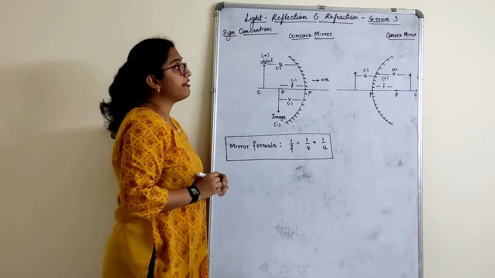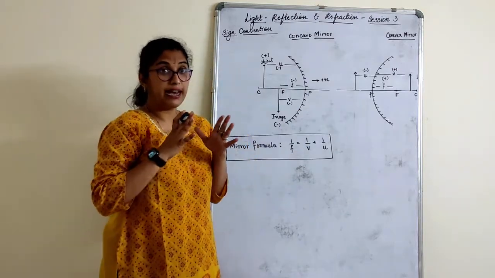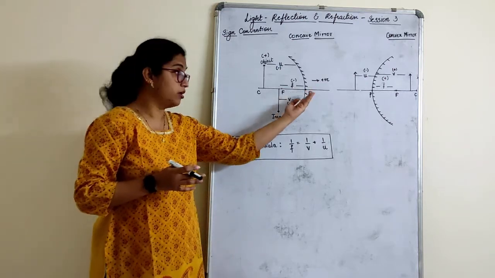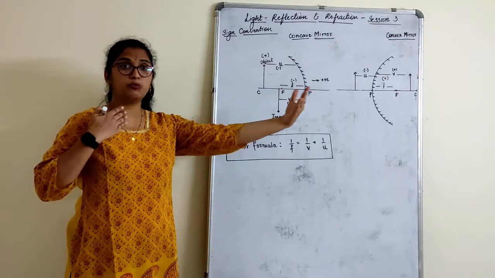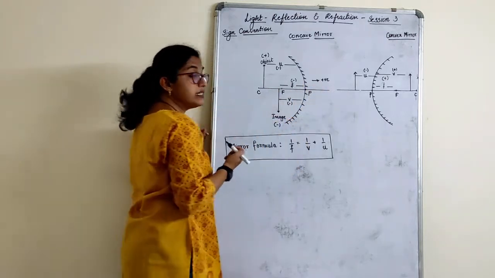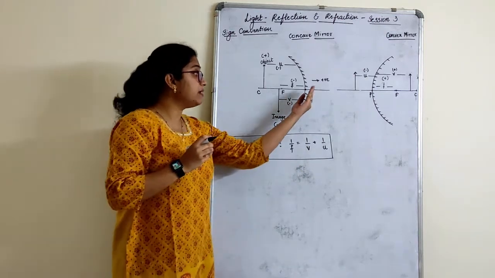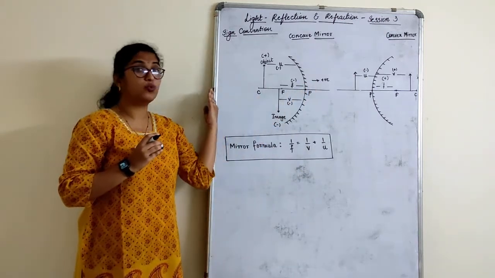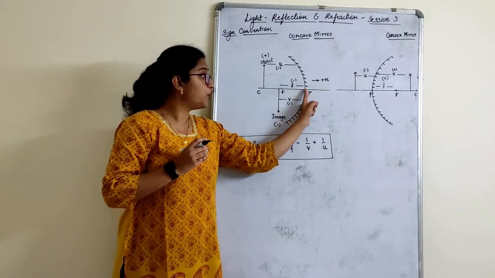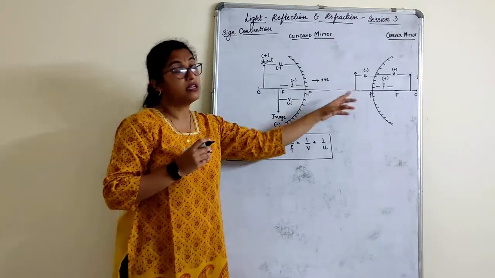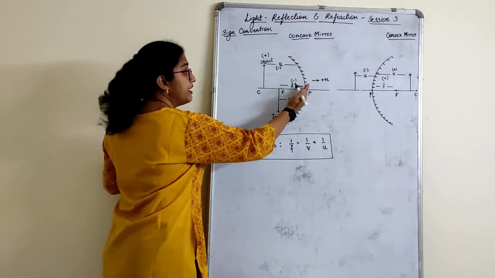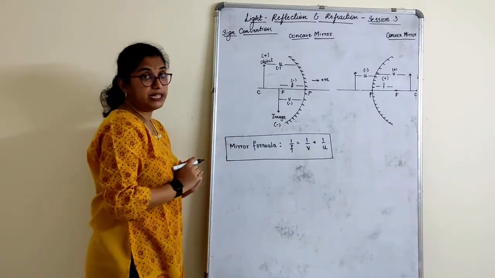Now this is a concave mirror and this is a convex mirror. As I have always told you, all the measurements are taken from the pole. If I consider it to be an axis, this is the negative side of the x-axis and this is the positive side of the x-axis, correct? Any measurement from the pole, if I go towards the right, is going to be positive. If I am going towards the left, it's going to be negative.